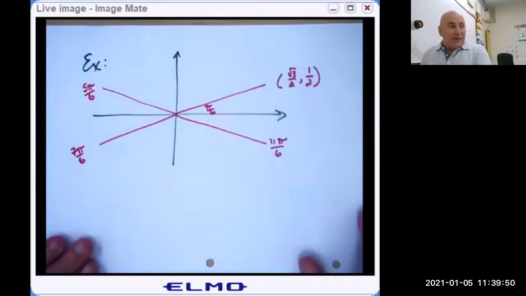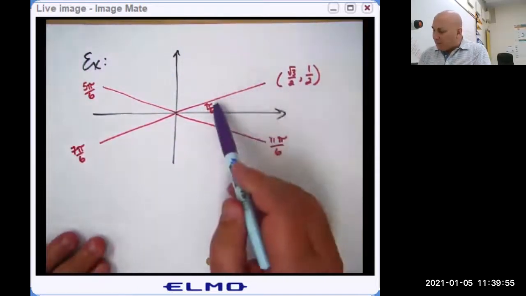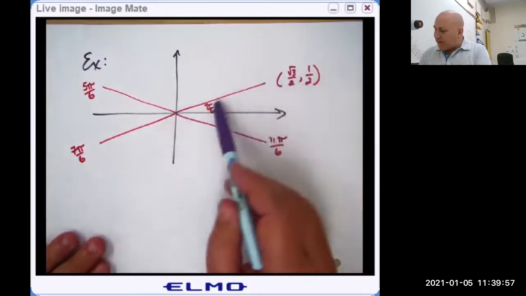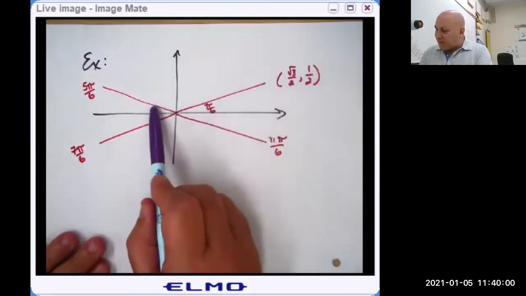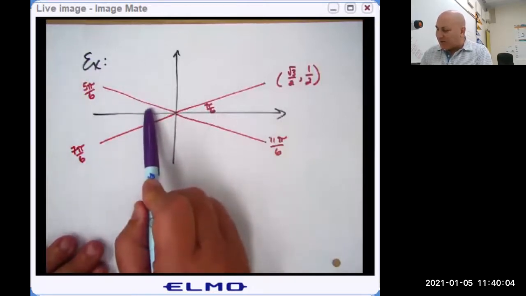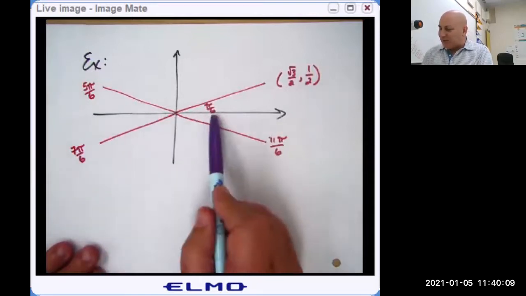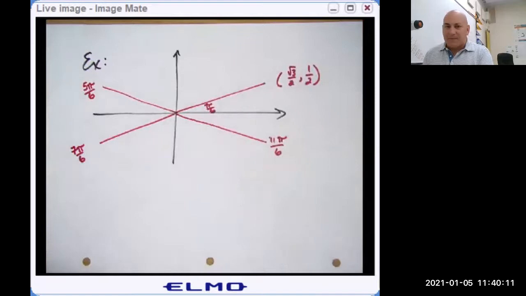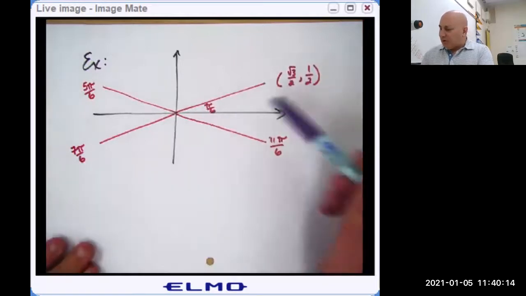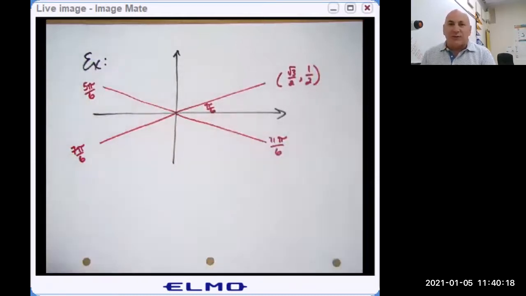So here are the pi over 6s within one revolution. Pi over 6, and here you can see that if this is a reference angle, 5 pi over 6 is going to have a reference angle of pi over 6. 7 pi over 6 has a reference angle of pi over 6, and so does this one. 1 over 6, 5 over 6, 7 over 6, 11 over 6 don't simplify, so they meet the criteria for the pi over 6 reference angle.